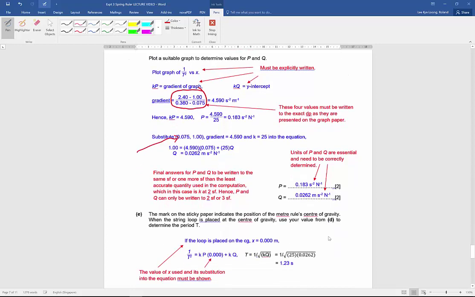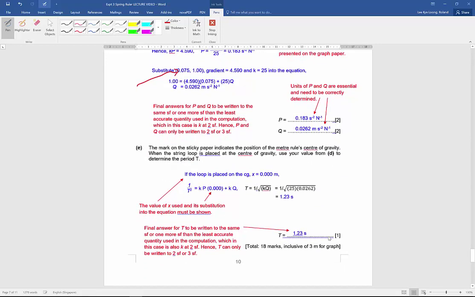And for part E, yes, we have to write down what this sentence means. If the loop is placed on CG, it means that x is equal to 0.000 meter. Write down the whole equation and the substitution and the calculation. Finally, the answer must be written to 2 or 3 SF because for this calculation, the least precise is the number 25, which is 2 SF. So T must be written to 2 or 3 SF.